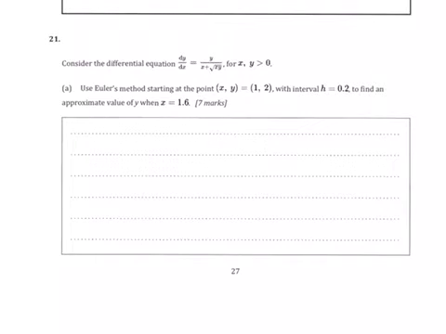Problem number 21. Let's consider this differential equation for x and y greater than 0. We're going to use Euler's method starting at the point (1, 2) with intervals of width 0.2 to find an approximate value when x is equal to 1.6. So I'm going to be looking for an approximate value of y of 1.6, and Euler's method is going to give me that.